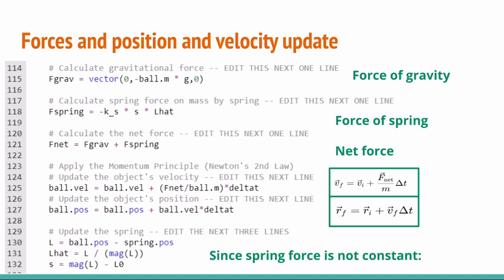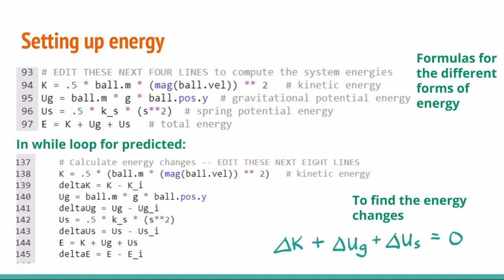And in lines 130 to 132, since the spring force is not constant, we have to update the length of the spring. And setting up our energy, here are the formulas for the different forms of energy as shown for kinetic, gravitational potential, and spring potential energy. And we add all of this to get our total energy. In our while loop for the predicted number of values, we have to find the energy over time, which is going to be equal to the kinetic energy minus the initial kinetic energy. And this is the same for the rest.